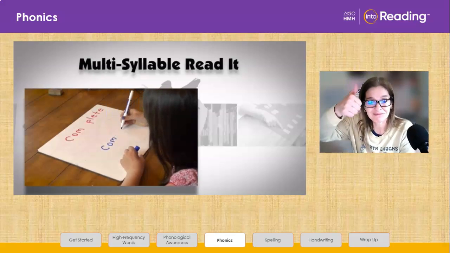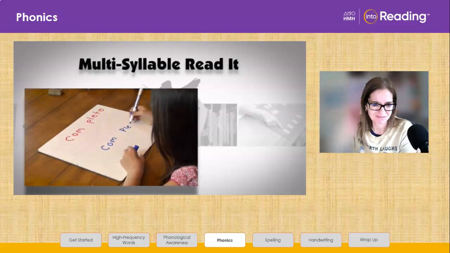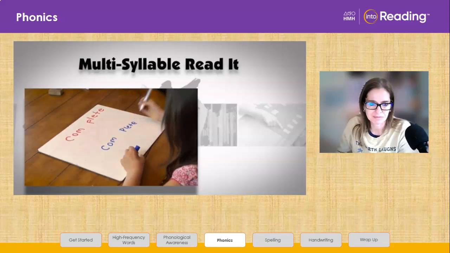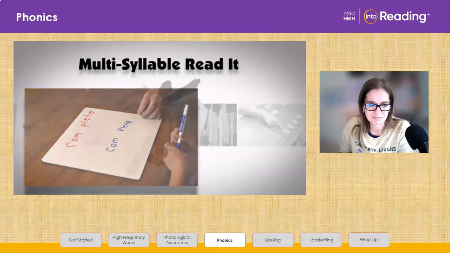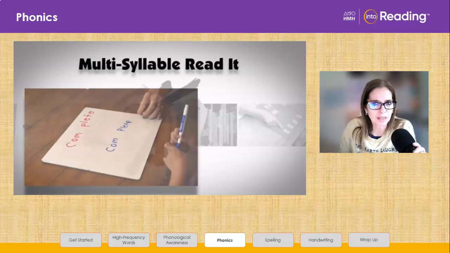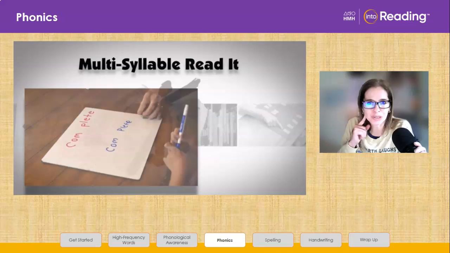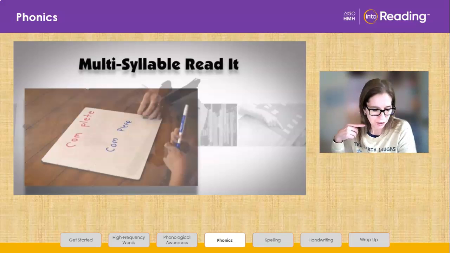Complete. Well done. So I wanted to show you that mainly so you can see a student and how it's helping her to blend to read by chunks. We've been doing this a lot, but I wanted you to see it in action with a student so you can get a feel for it, all right?